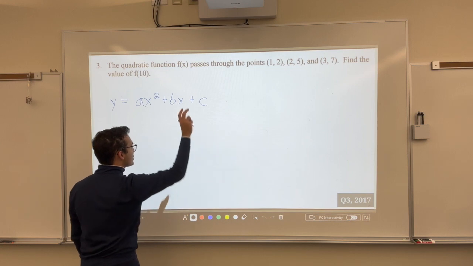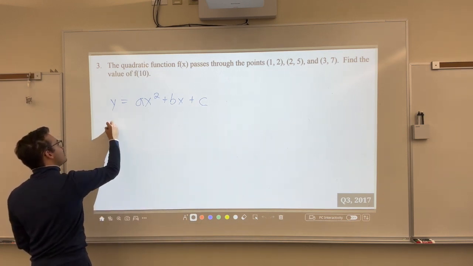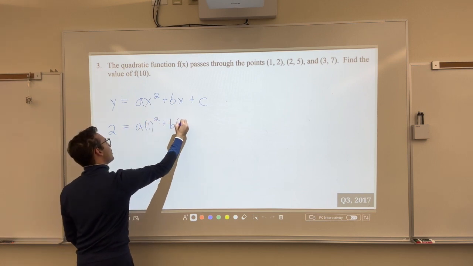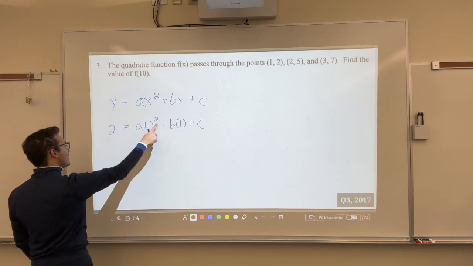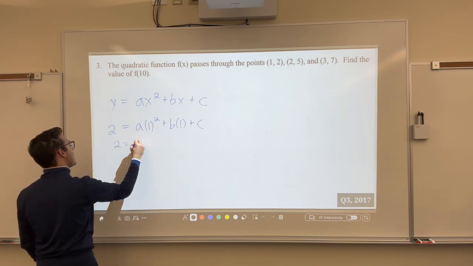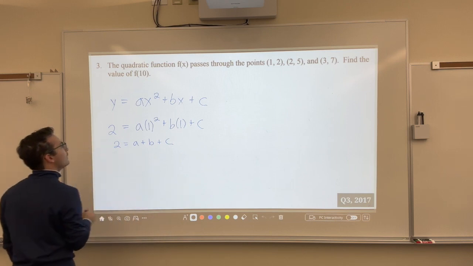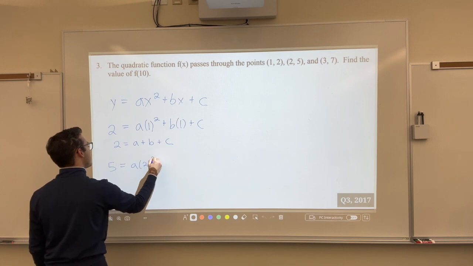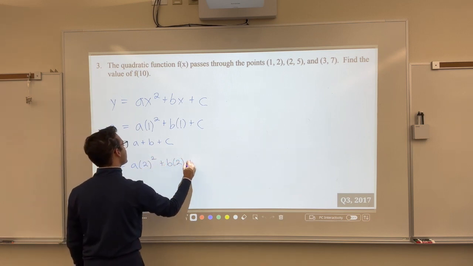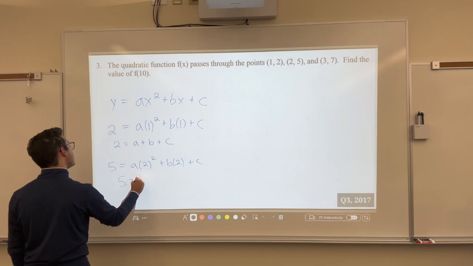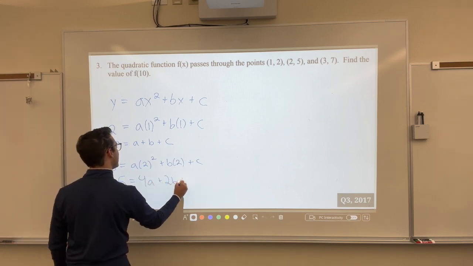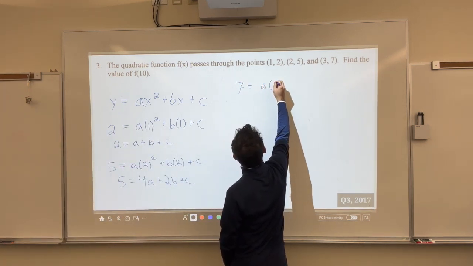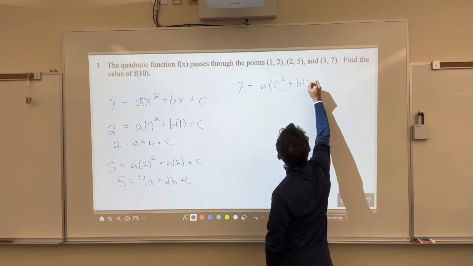With that knowledge, we're going to plug in our points to solve for the coefficients a, b, and c. So let's start with point 1, 2. We would say that 2 is equal to a times 1 squared plus b times 1 plus c. 1 squared is 1, so it ends up being 2 is equal to a plus b plus c. All right, next we have 5 is equal to a times 2 squared plus b times 2 plus c, and therefore 5 is equal to 4a plus 2b plus c. Lastly, we would have 7 is equal to a times 3 squared plus b times 3 plus c.